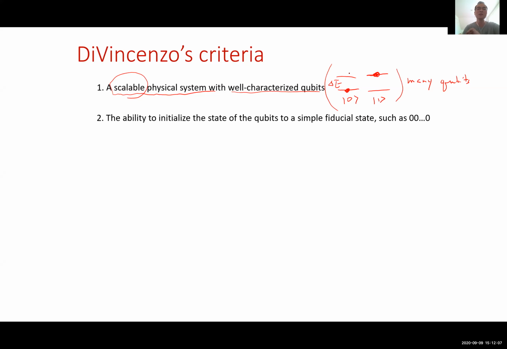The second is the ability to initialize the state of the qubit to some simple fiducial state such as 0, 0. This is clear because in quantum computation, you need to start with something. That's usually the 0, 0 state. So this is state preparation.